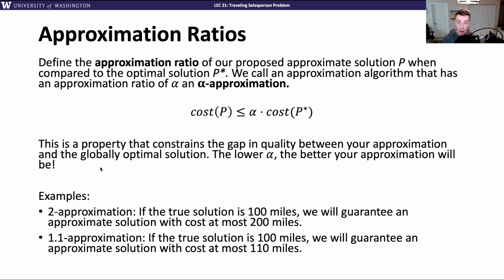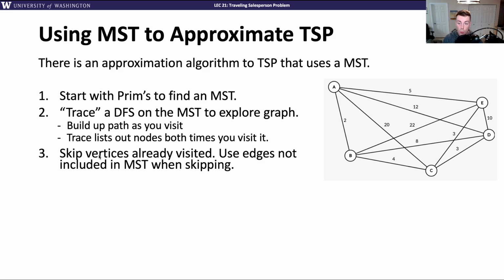So let's talk about our first approximation algorithm. We're going to use a non-obvious application of minimum spanning trees to solve the traveling salesman problem. So use an MST to approximate TSP. Here's the description of how this works, and I'll walk through an example. Start by running Prim's to find a minimum spanning tree. Then trace through a DFS of this tree to explore the graph, and then skip vertices you already visited. So we start, and this will hopefully form a cycle over the whole graph.